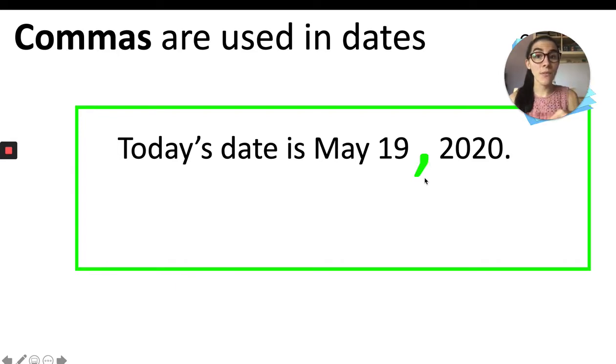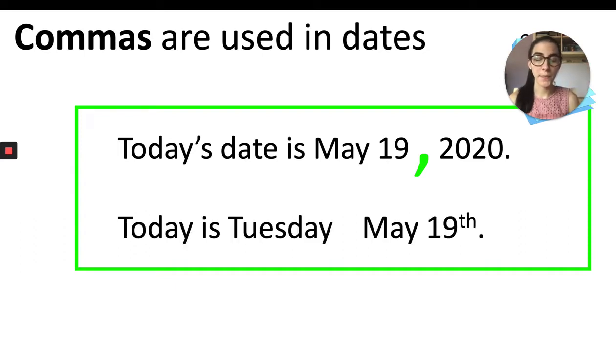Now, there's a different way that you can show the date. Let's read this next sentence. Go ahead and read it. It says, today is Tuesday, May 19th. Now notice that in this sentence, they are telling you the exact day of the week, Tuesday. And they did not give you the year this time. So when you see the day of the week, and right after comes the month, you would write the comma between the day of the week and the month. Okay? So those are 2 ways that you can use commas.